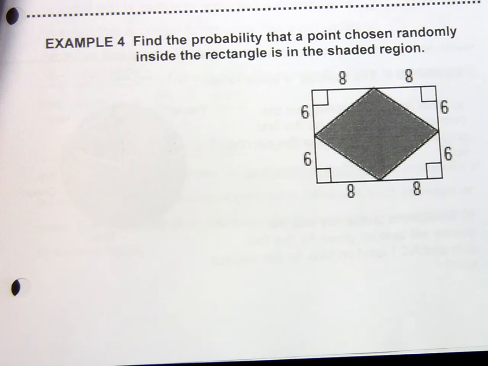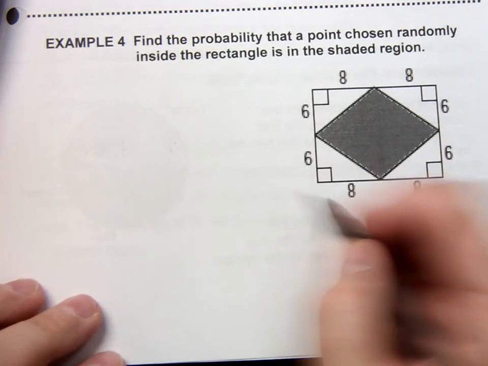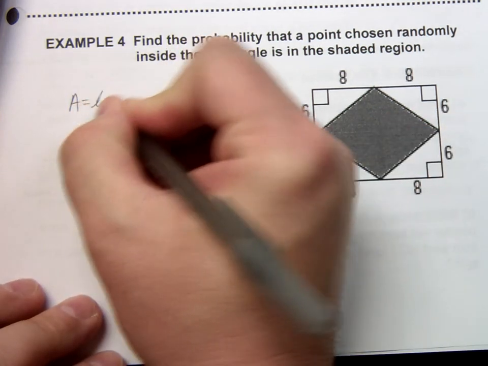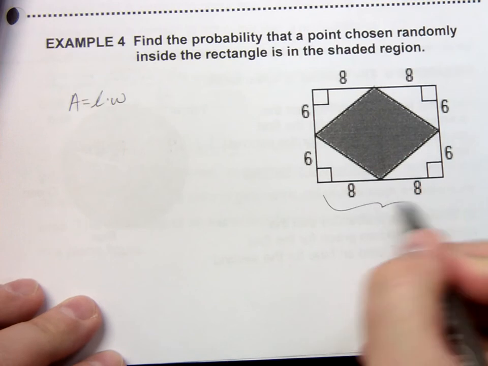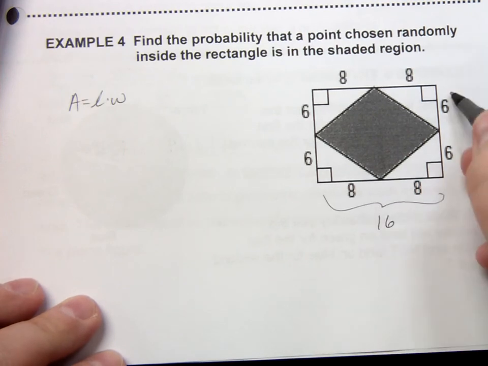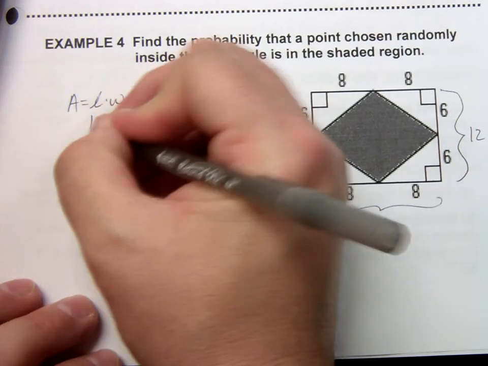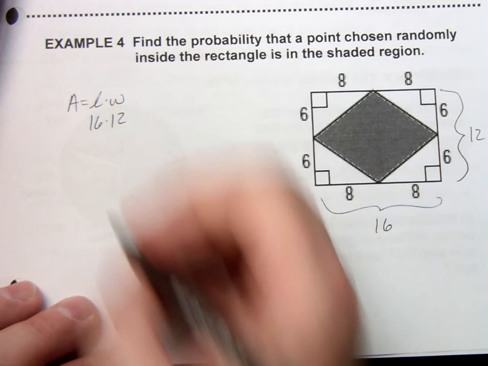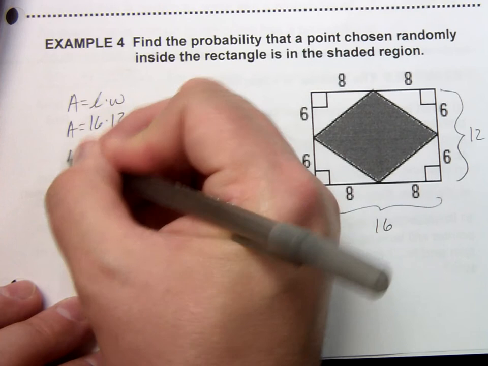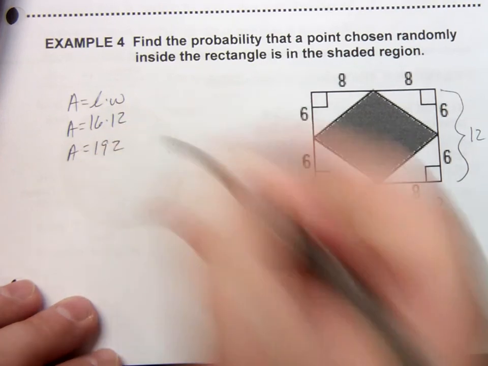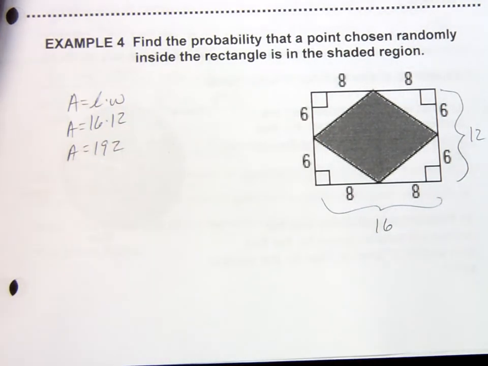So first, this whole thing is a rectangle, so I want to do length times width. So the length is 16, the width is 12. So I'm just multiplying 16 times 12 for the area of the rectangle. All right, so the total area is 192. So then I need the area of the shaded region.